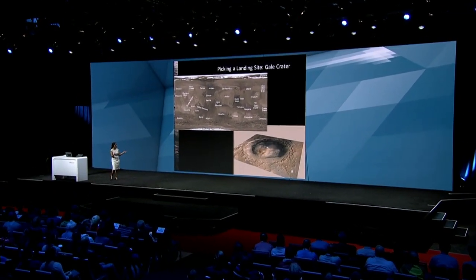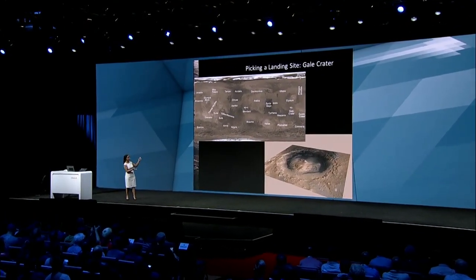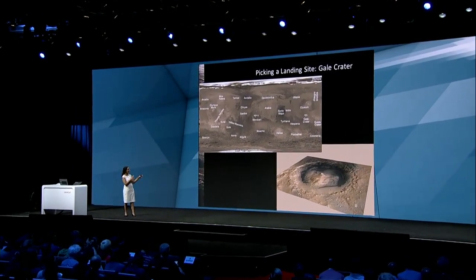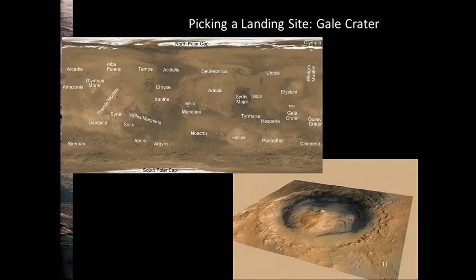So then, of course, the obvious question becomes, where are we going to land the rover, right? Mars is a large planet, just like Earth is a large planet. So we have to pick a location which is going to be scientifically interesting. So if you were an alien race coming down to Earth and you were looking for life, would you go to the middle of the Sahara Desert? Or would you go to the middle of the Amazon rainforest? You go to the rainforest, right?